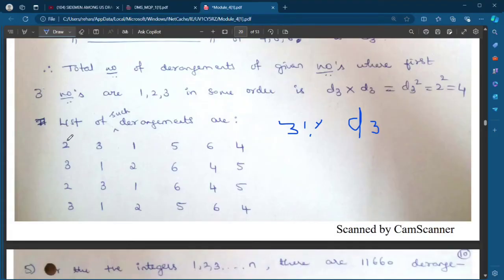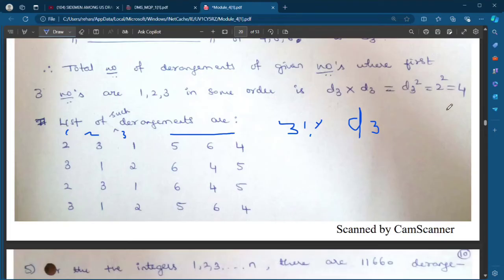So the list of such derangements are, see here, in the 1, 2, 3 places I'll substitute. I'm using 2 two times and 3 two times. Here also in 2 place, except 2, 1 and 3 will come, so 1 two times and 3 two times. And here 3, so 1 two times and 2 two times will come, 3 won't come. Same way here I have to find what to say.